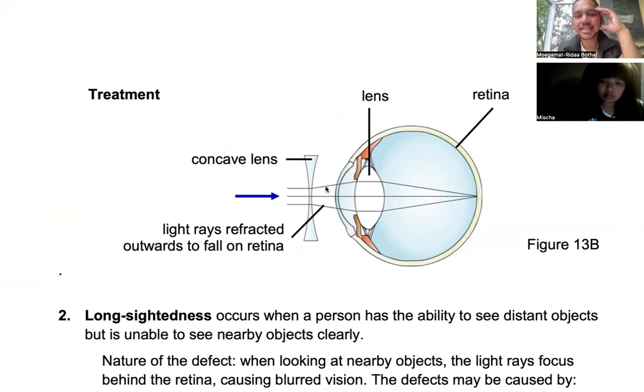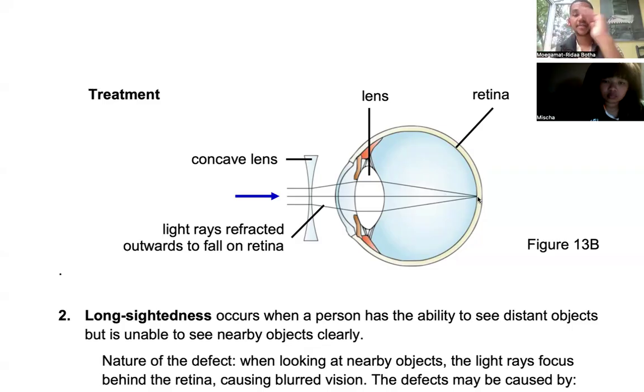So what happens is that the light rays are reflected outwards to fall on the retina. If you wear concave lenses, as the light enters the lens, it bounces outwards, and then that ray goes through the lens and falls nicely onto the retina for a clear image to form. So always remember, for short-sightedness, you need concave lenses.